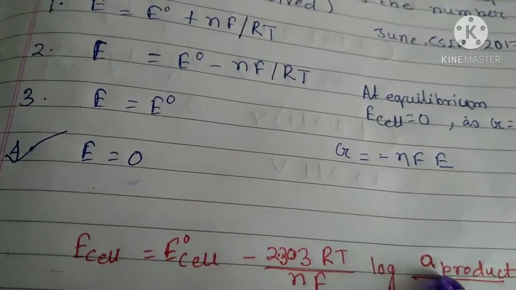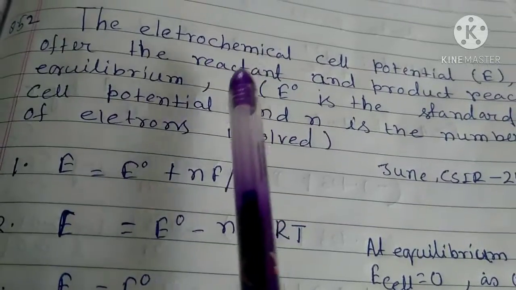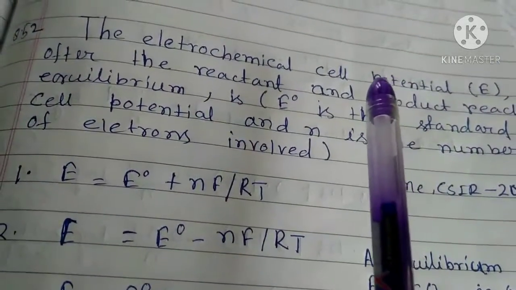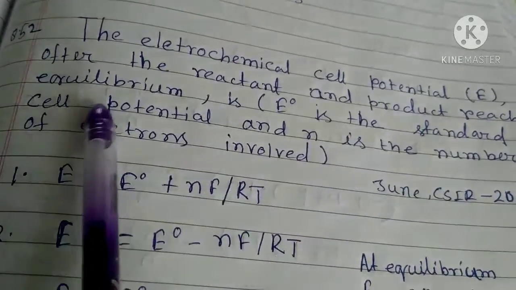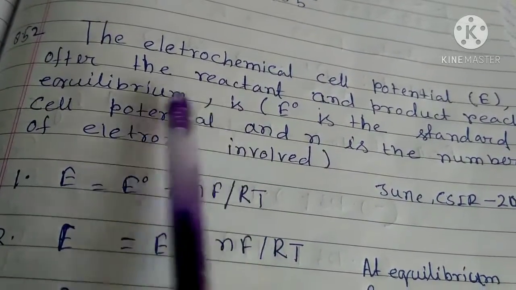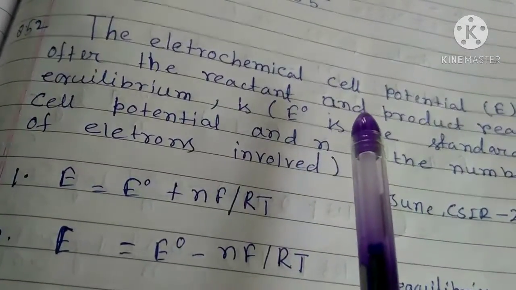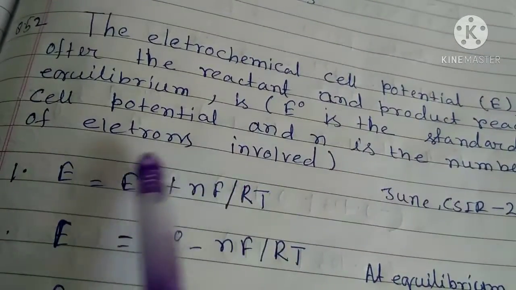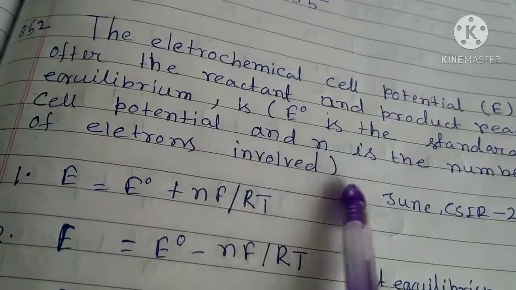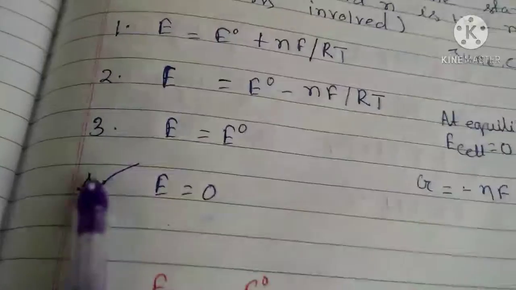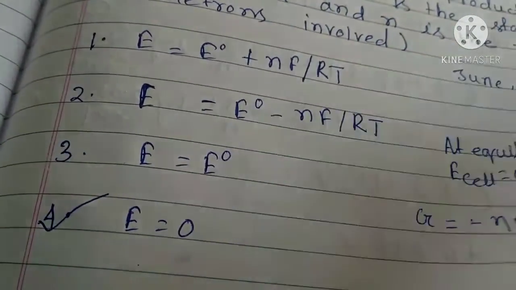But this is not correct, because at equilibrium it is not necessary that the concentrations of reactant and product are the same. It means that there will be no net change in the reaction at equilibrium, so there will be no net flow of electrons, and the cell potential will be 0. So here option number 4 is the correct option: E is equal to 0.